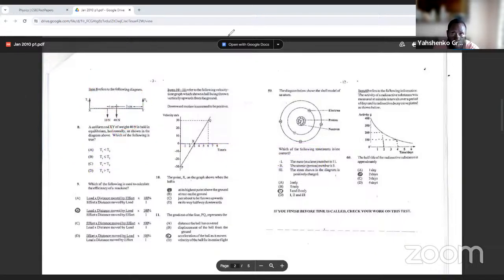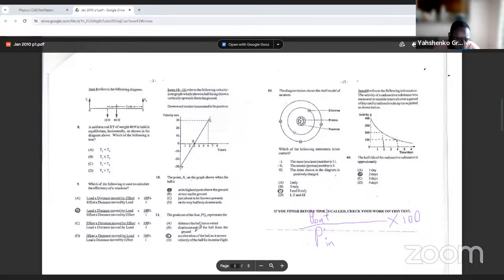number 9 says, which of the following is used to calculate the efficiency of a machine? What normally happens when you're talking about the efficiency of a machine is you look at the amount of power you put in, and the amount of useful power you are able to use. Some of it is going to go out to wastage, and you cannot do anything about that. So the power out over the power in, and since it's a percentage, it's times 100.